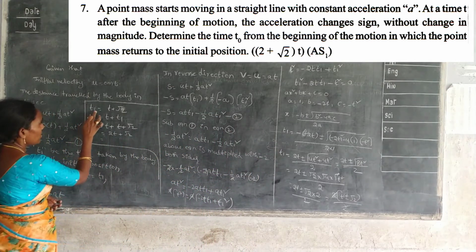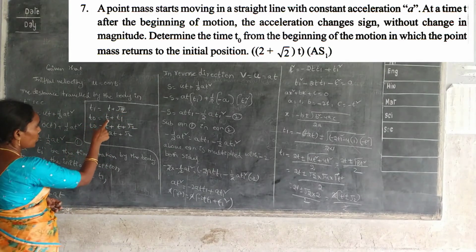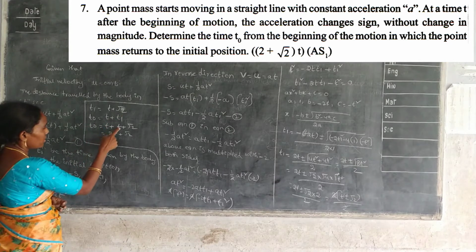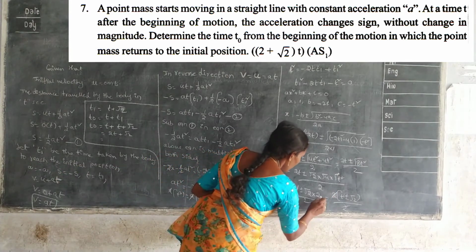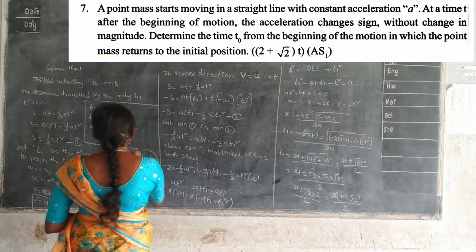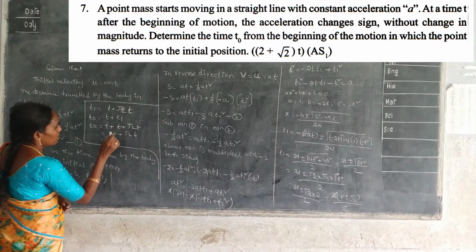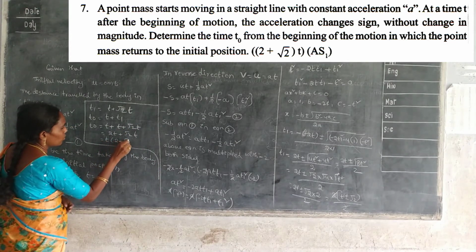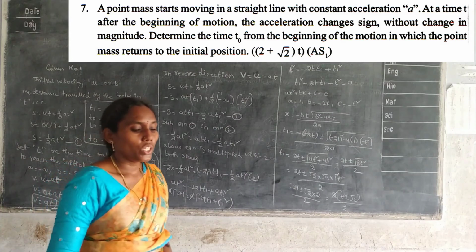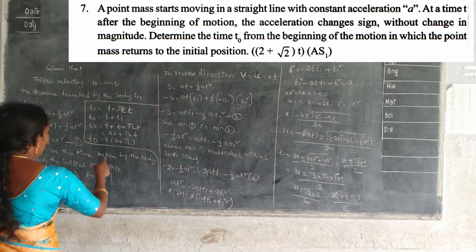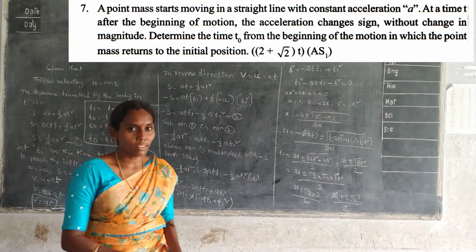Here t1 is equal to t plus root 2 t. Total time t naught is t plus t1. Here t plus t is equal to 2t plus root 2 t, where t is common out: t into 2 plus root 2. The total time taken by the particle to come to the original position, the same position, is t naught is equal to t into 2 plus root 2.